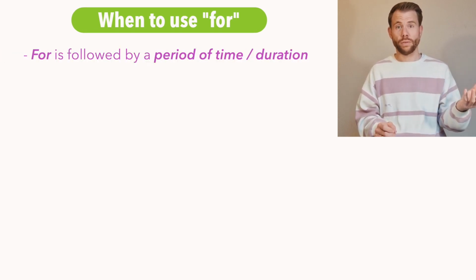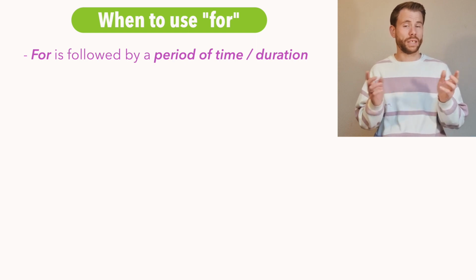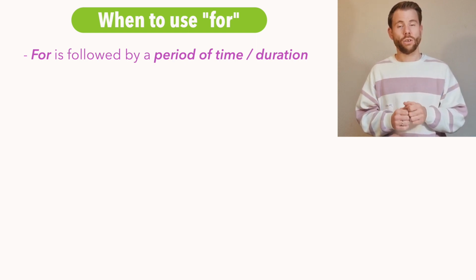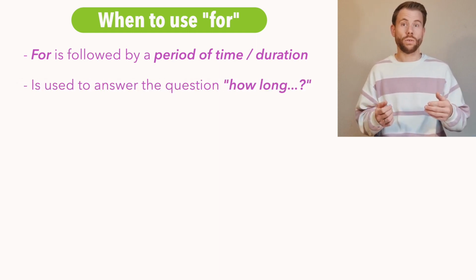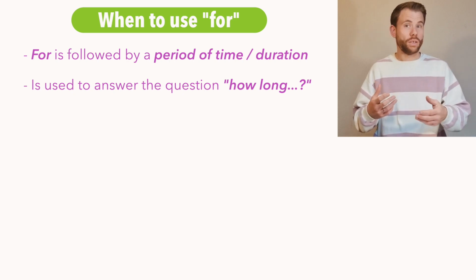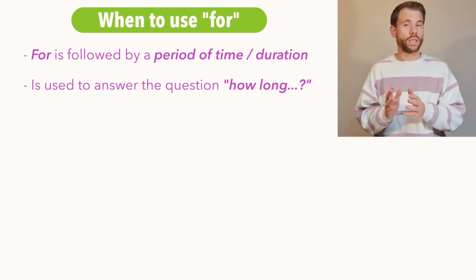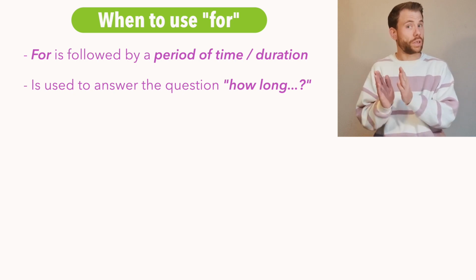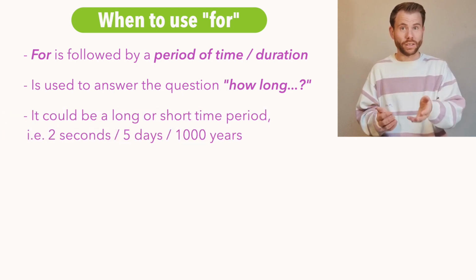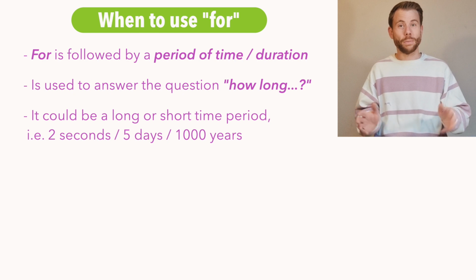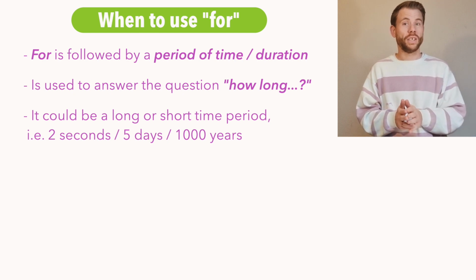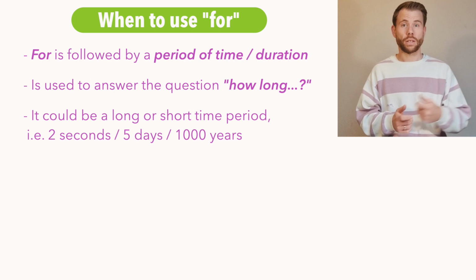So let's start with the word for. After the word for, you need to use a period of time or duration. Here we're focused on how long something takes, and it's often the response to the question, how long did it take, or how long will it last? It could be in the present or the past or the future, but we're really focused here on the duration. It could be a very short duration, for example several seconds, or a very long duration, thousands of years. That's not important, but if you're focused on the duration, you need to use for as the preposition plus the period of time.